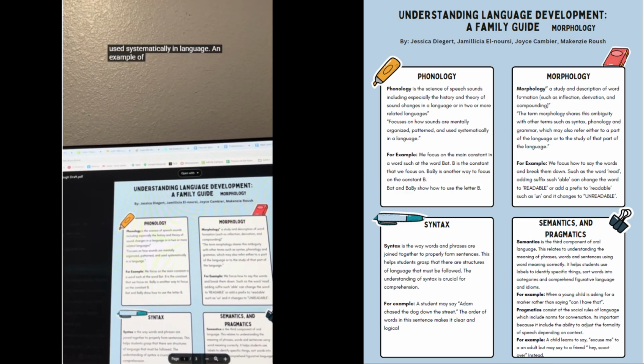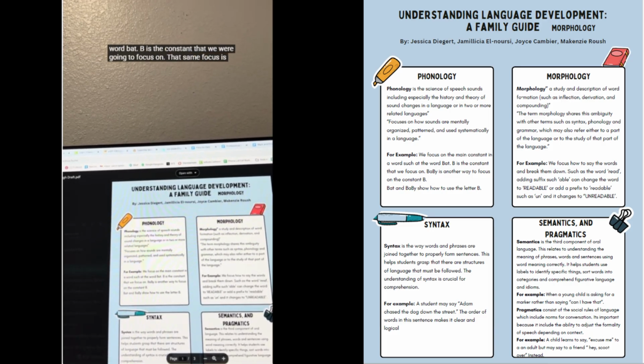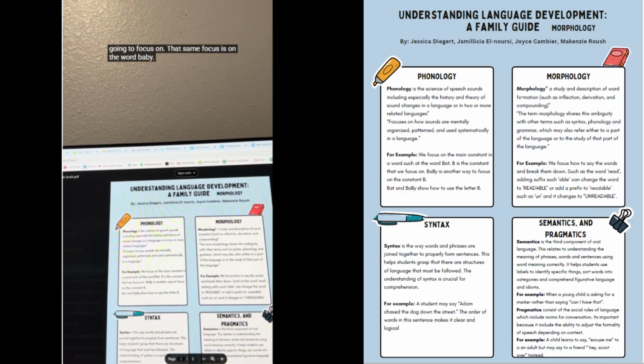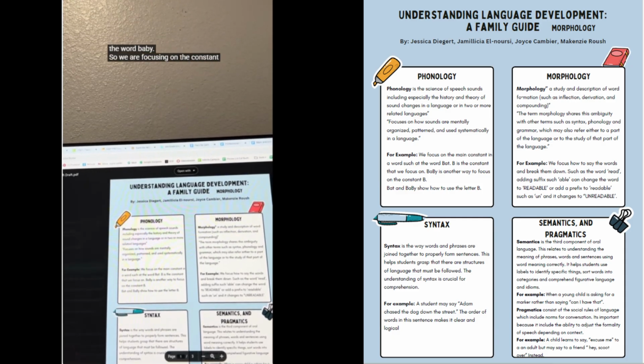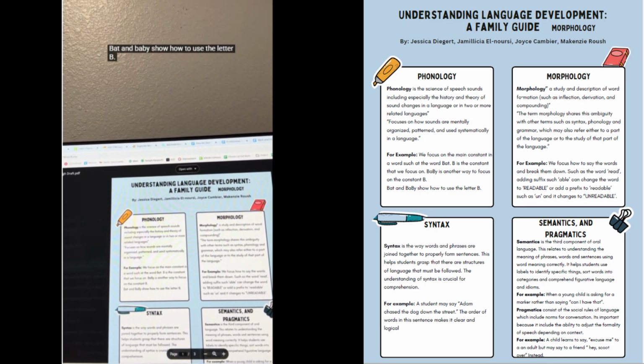An example of this is that we focus on the word bat. B is the consonant that we're going to focus on. That same focus is on the word baby. So we are focusing on the consonant B. Bat and baby show how to use the letter B.